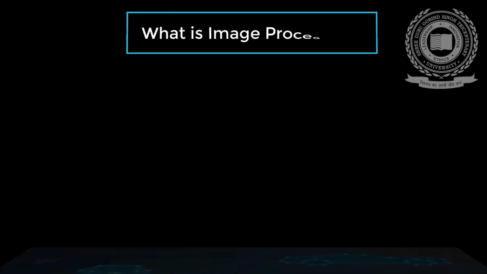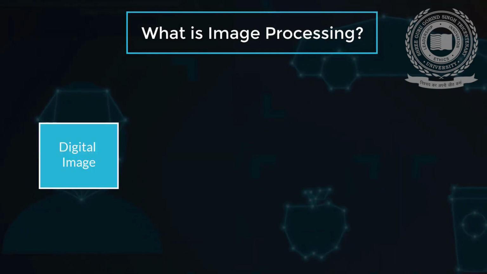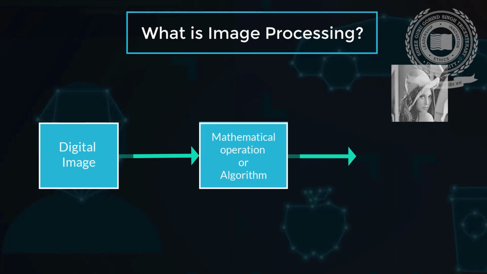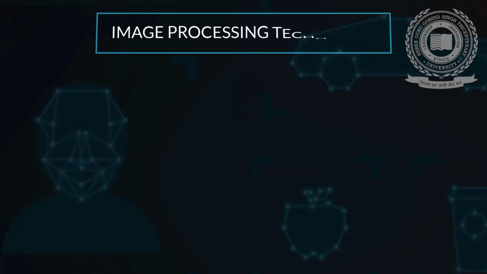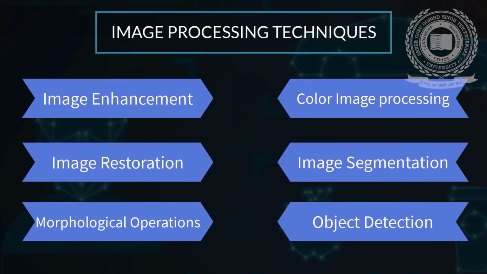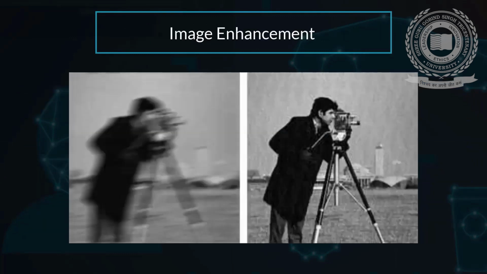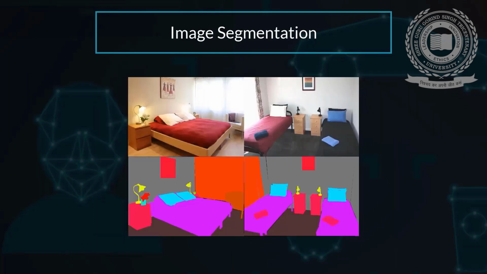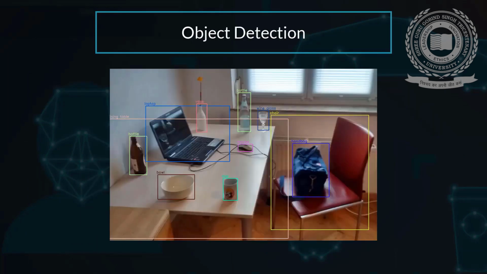and blue color. So image processing is a technique for applying a relevant mathematical operation or an algorithm on a digitalized image to generate an enhanced image or extract some useful features like edge, shape and color. There are various image processing operations that are widely used. Here are a few examples: image enhancement, color image processing, image restoration, image segmentation, morphological operations and object detection.